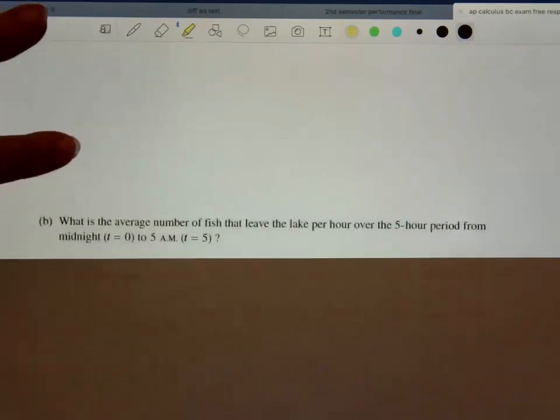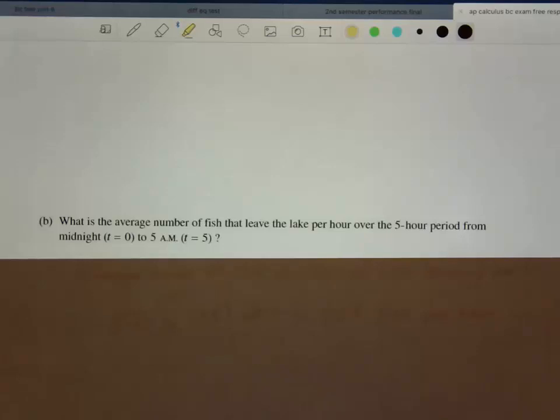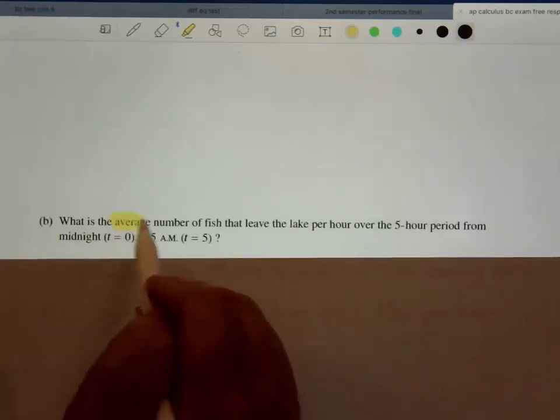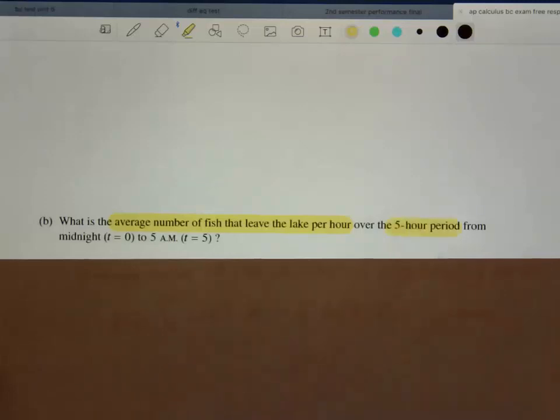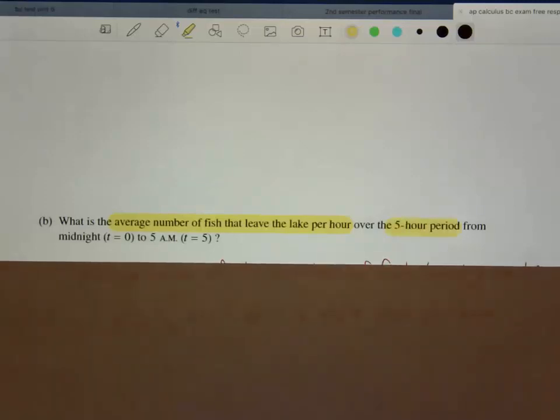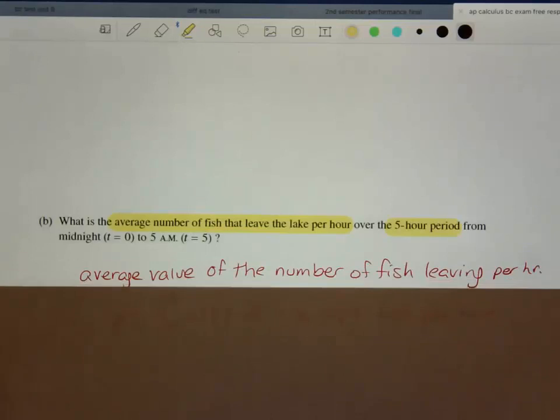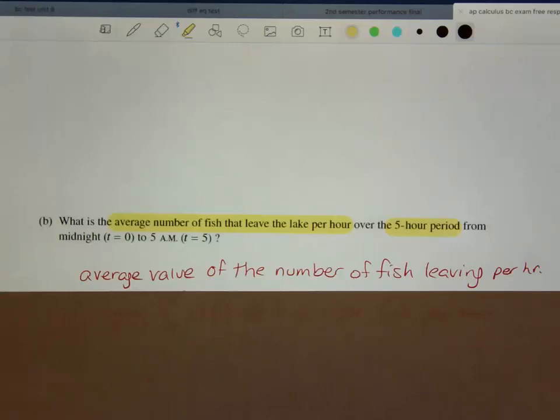Question 2: what is the average number of fish that leave the lake per hour over the 5-hour period? If you're going to average something, you've got to add up how many there are and then divide by how much time has gone by. So it ends up being an average value problem, where the average value is 1 over b minus a, your division by the total, times the integral, which adds them up.